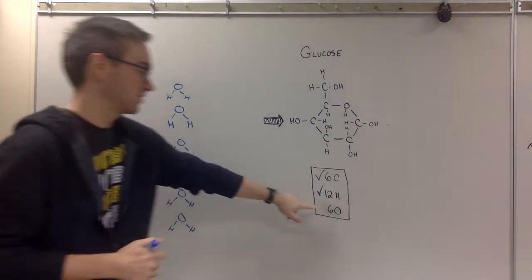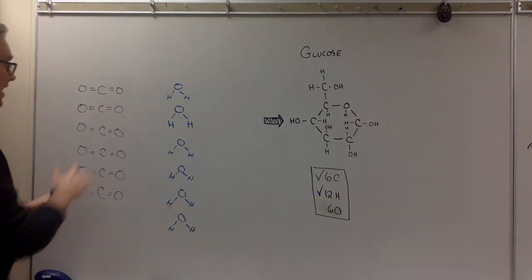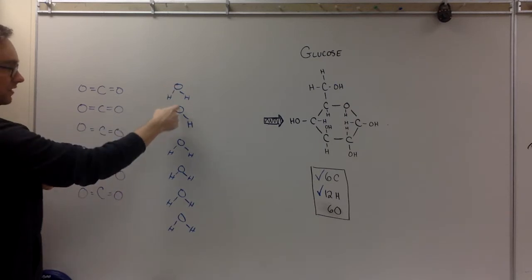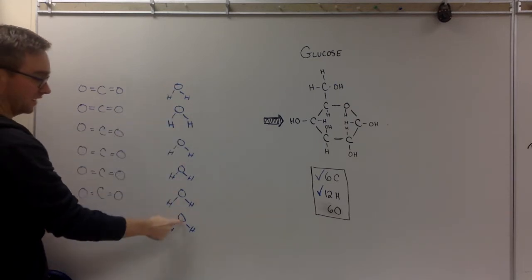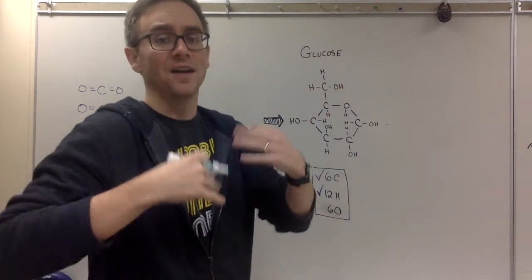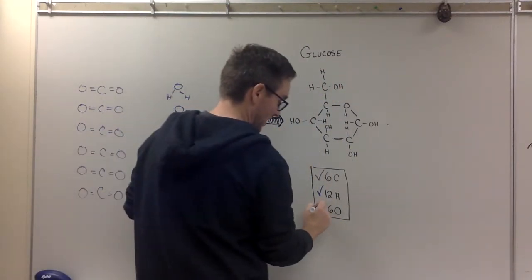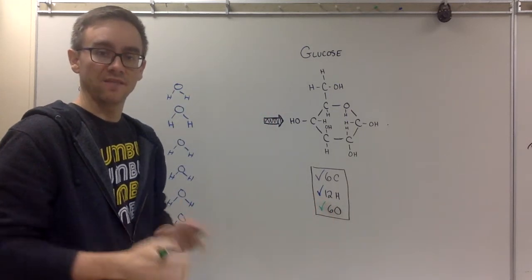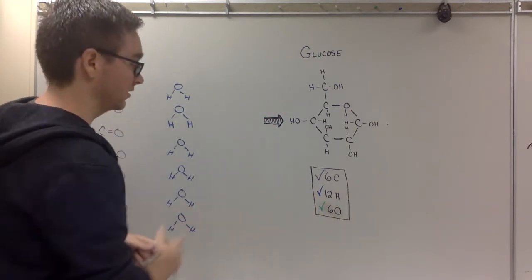So now what about oxygens? I need 6. Well, I have 2, 4, 6, 8, 10, 12, 13, 14, 15, 16, 17, 18. I definitely have enough oxygen atoms. In fact, I have too many. We'll have to come back to this. I have an extra 12 oxygens because I only need 6. I made 18.